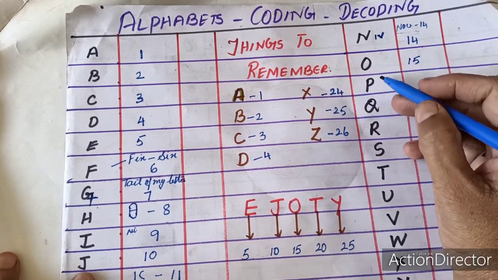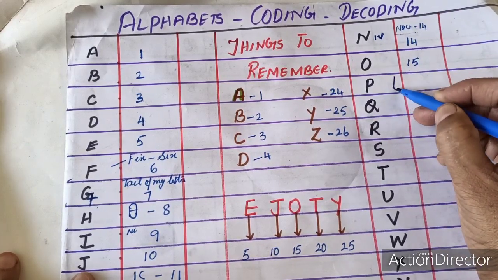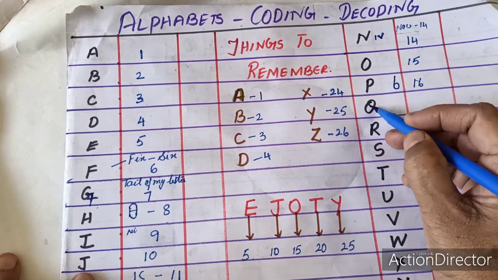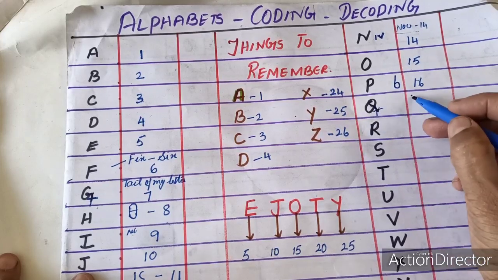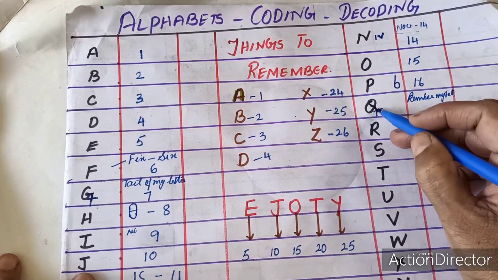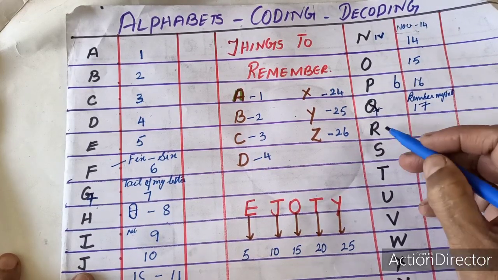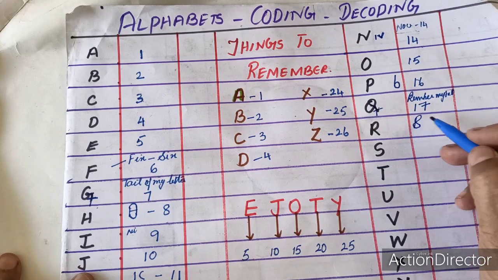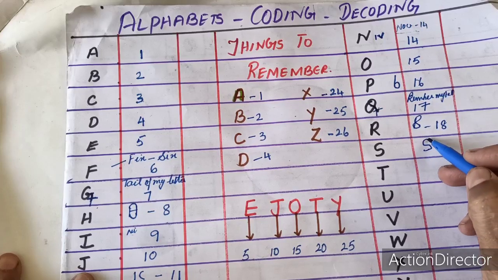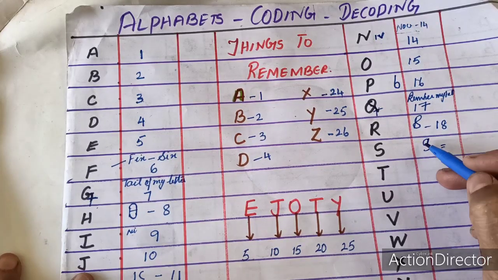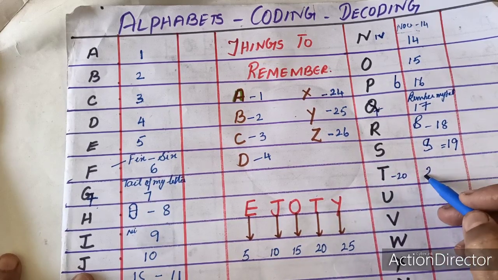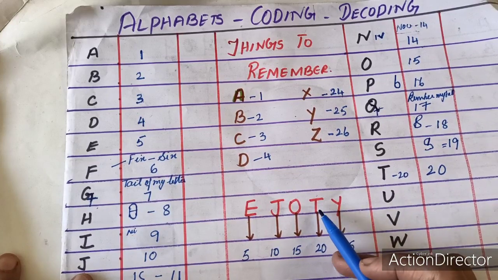And for P, if you write it in reverse order, it looks like 6, so it is 16. And Q, if you remember my tail, it looks like 7, so it is 17. And R, if you close it, it is 18. And S, if you close it at the top, it looks like 9, so it is 19.